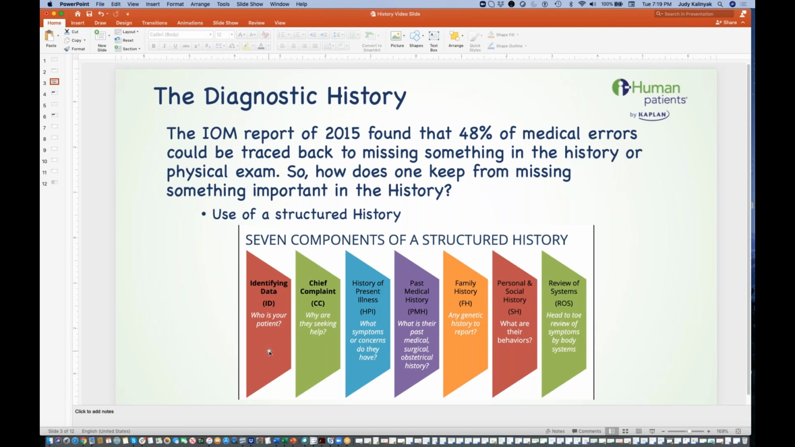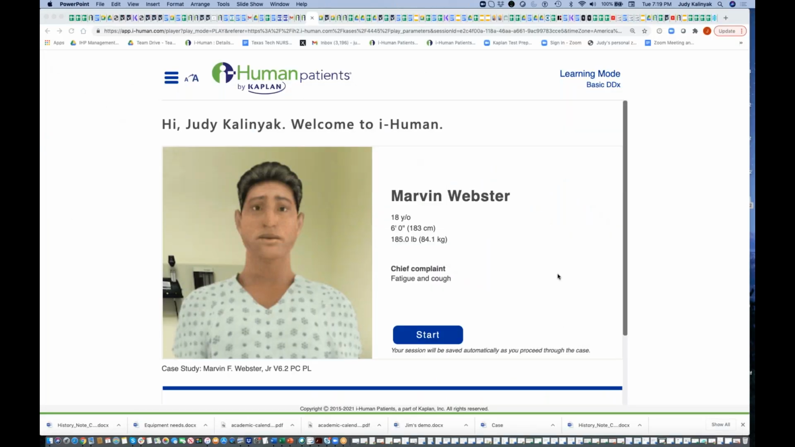We're going to identify who is my patient. We're going to ask 2 open-ended patient-centric questions. We're going to use the history note card that we've given you in our simulation to help you remember all the things you should characterize in the history of present illness. We'll go over past medical, family, social, and the review of systems will keep you from missing something critical. So let's get started. We're going to start with Marvin. He presents with fatigue and cough, and we press the start button and let's get started.